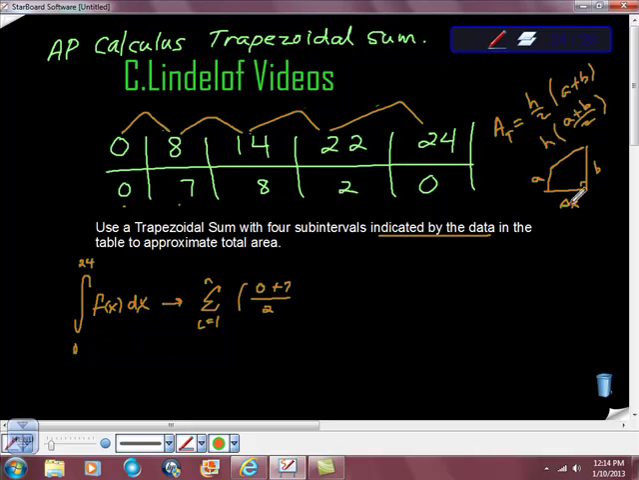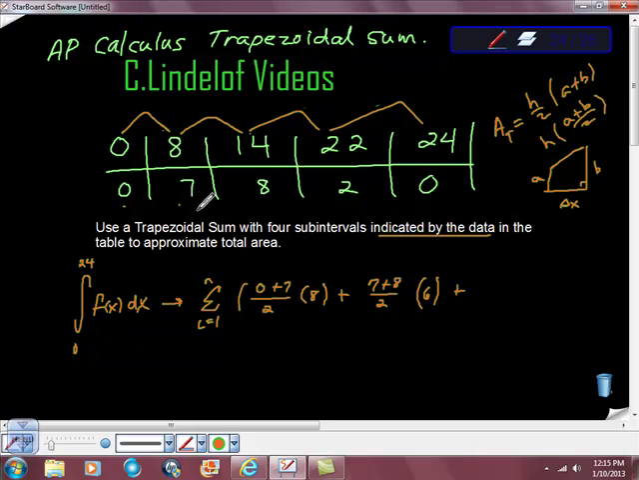And we need our h, which is our change of x, and our change of x is the distance from 0 to 8, which happens to be 8. All right? Hopefully you can see what's starting to happen here. The next is going to be from here to here, so the heights go from 7 to 8, divided by 2, and we have a distance covered here of 6, don't we?